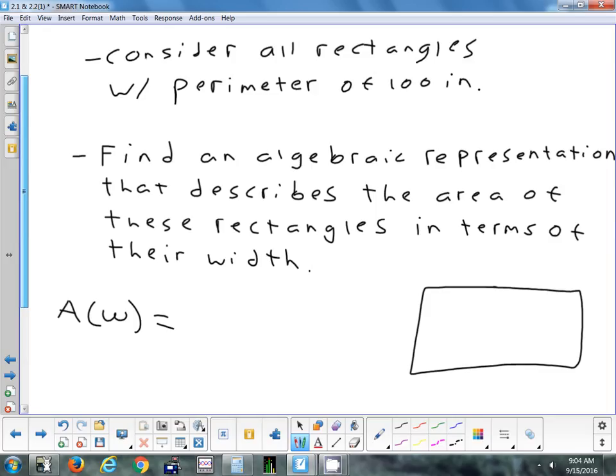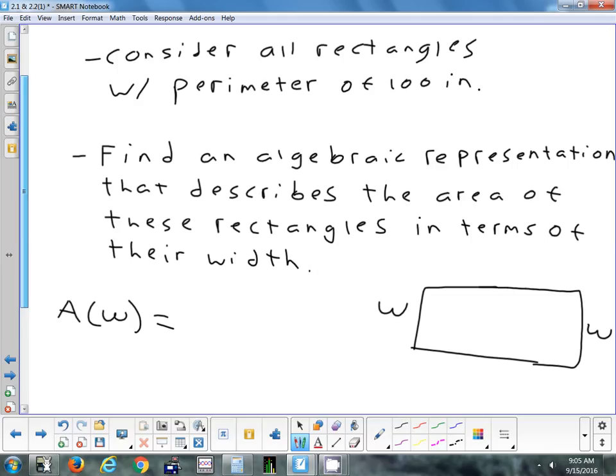Okay, so what could I label in this picture? I'm finding the area in terms of what? In terms of width. So I should label, it's not quite a rectangle, in terms of width, there's my width. So what would my length be? And remember, it has to be in terms of width. We don't want to use L. Even if you're not sure what it is, any thoughts about how I could figure it out?